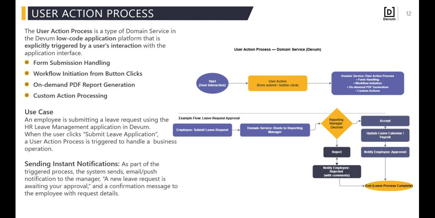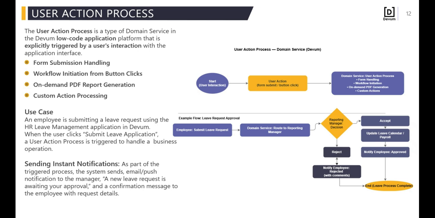User Action Process. The user action process is a domain service that activates the moment a user interacts with the application, whether they're submitting a form, clicking a button, or requesting a custom action. It handles everything from form processing and workflow initiation to generating on-demand PDFs or executing business-specific operations.